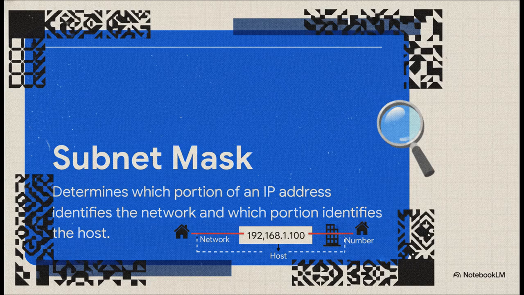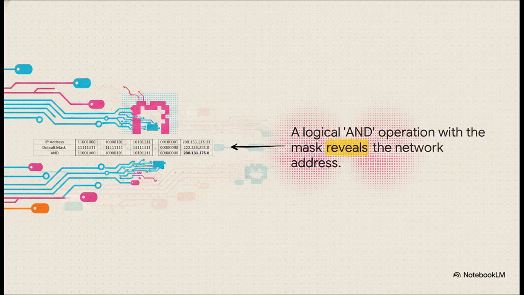It just draws the line for you. So how does it actually work? Well, without getting into the weeds of binary math, the subnet mask is just a string of ones followed by a string of zeros. When you lay it over an IP address, the ones basically highlight the network ID portion, and the zeros cover up the host ID. It's a super simple way for a device to instantly figure out what network it's on.